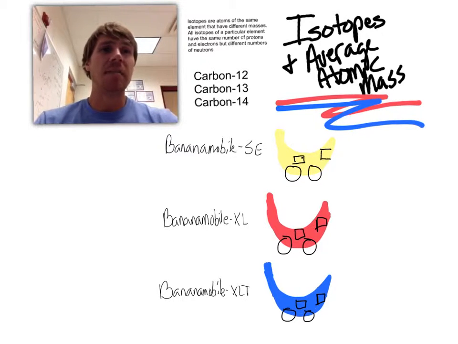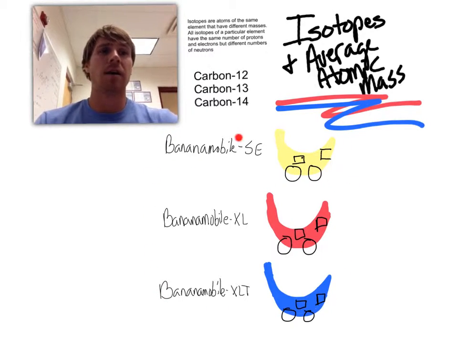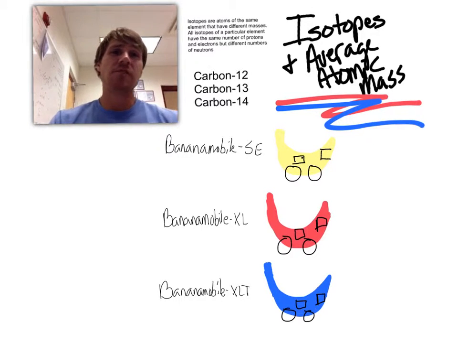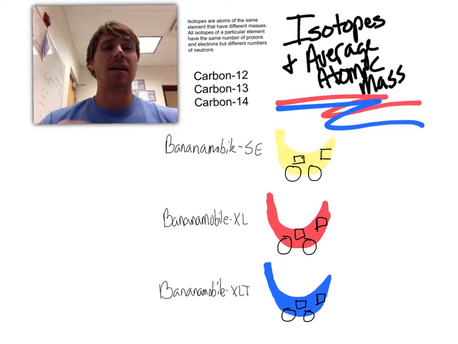This is the Bananamobile, and we have three different models of the Bananamobile. This first one, the Bananamobile SE, you're going to notice it's a nice banana yellow color, shaped just like a banana. Some of the features of the Bananamobile SE are a standard tape and radio, a CD player, power locks, power windows, that kind of stuff.